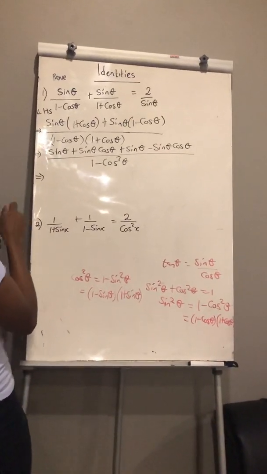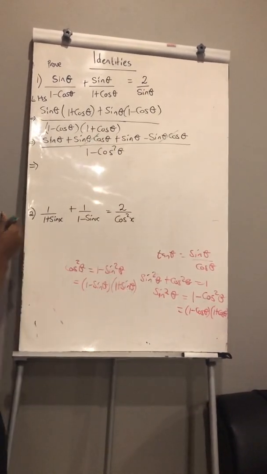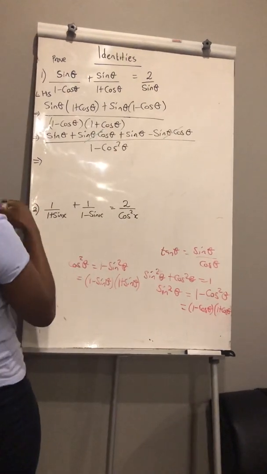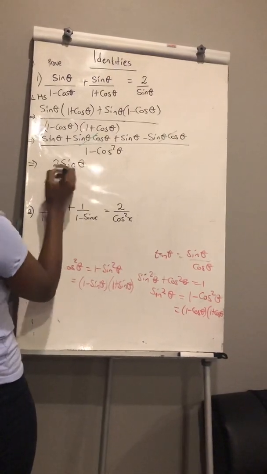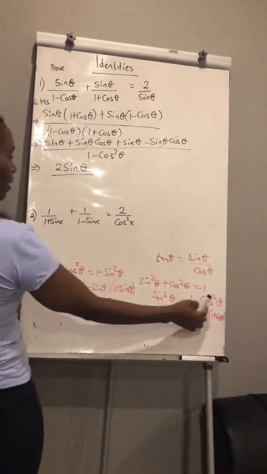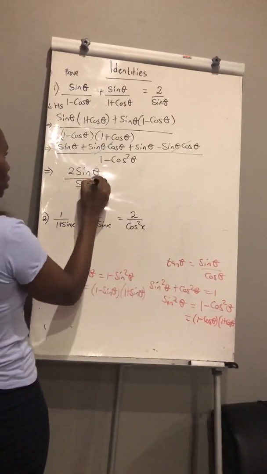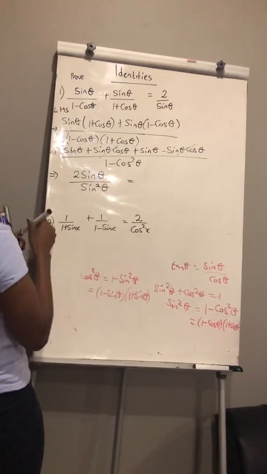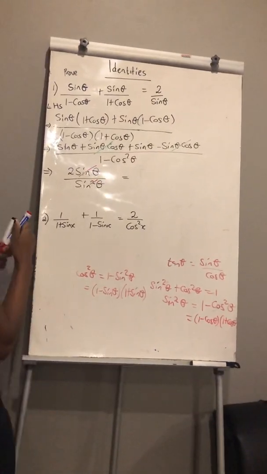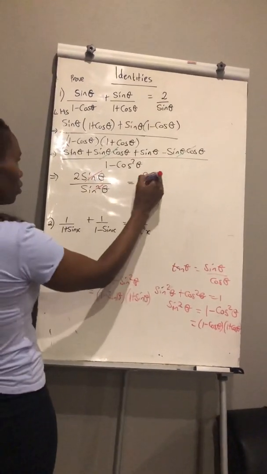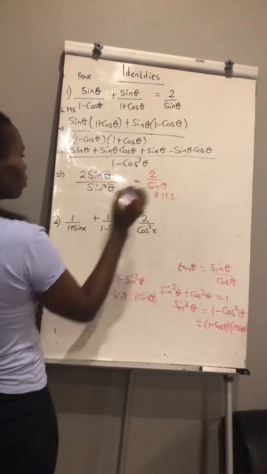Notice how things cancel here as well. So this term here and that term are like terms and they are cancelling. And these are like terms, so we are actually going to get 2 sine theta over there. And like I said, this right here is equal to sine squared theta from that identity, this one. So as you can see, one sine theta here will cancel with one of that, and you can see how we will have 2 on the numerator and sine theta on the denominator, which happens to be equal to the right hand side.